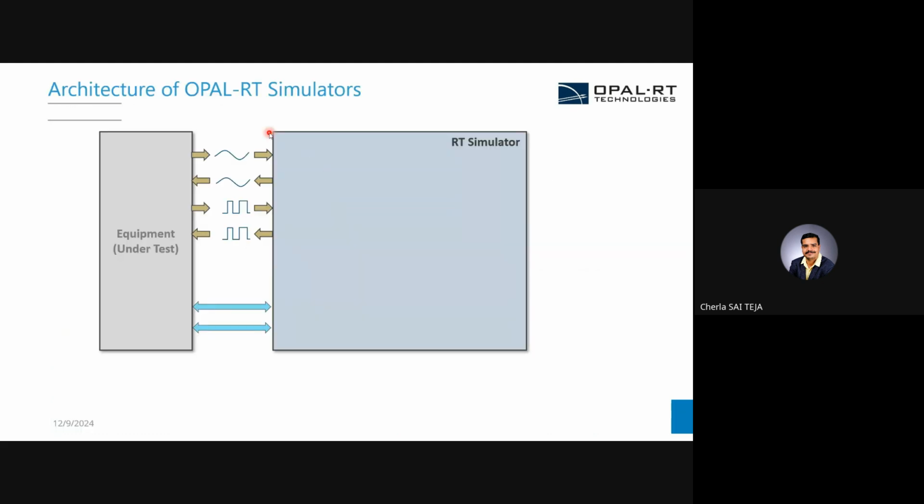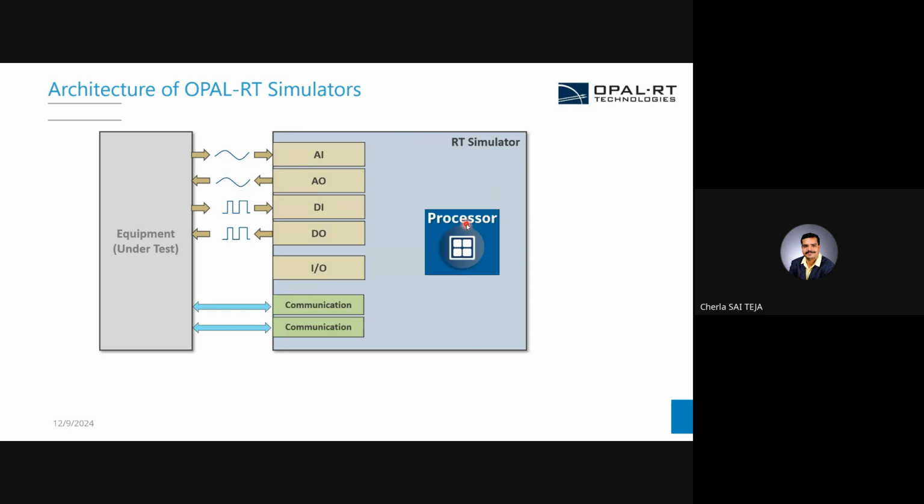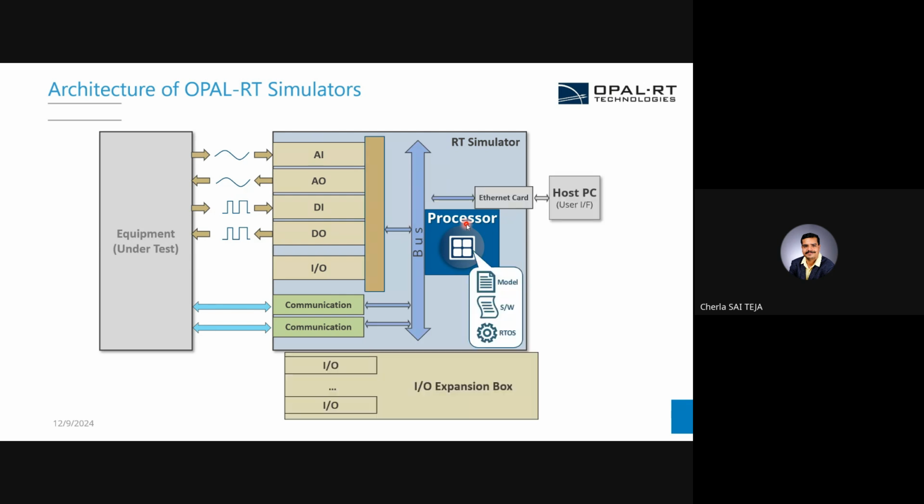So now I will explain about the architecture of the simulators. This architecture is generic for all the platforms. So we'll be having a DUT, and here on this RT simulator we'll be running a plant. As you see, each and every simulator will be having two processors. One is CPU and one more is FPGA.